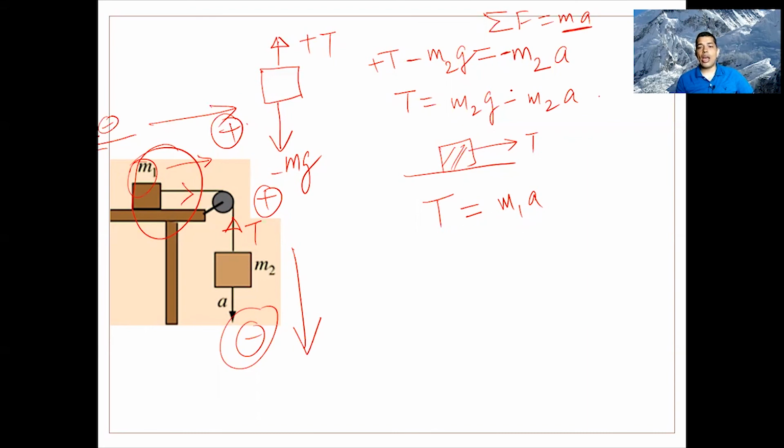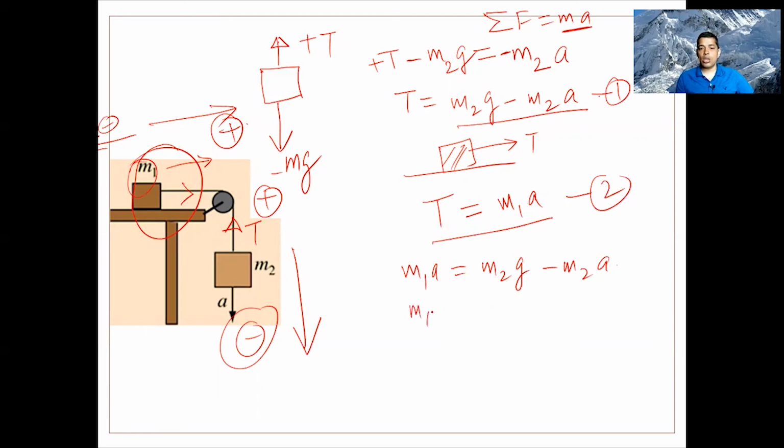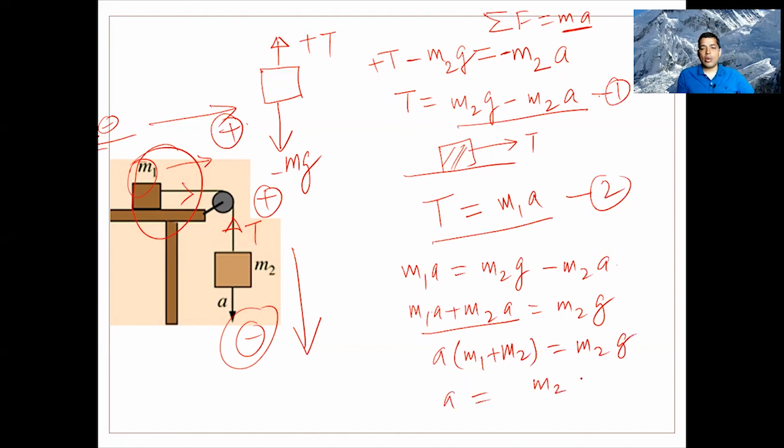All right, now you have two equations here for the tension. T equals this and T equals this. These tensions are the same, right? So they are equal to each other. m1a equals m2g minus m2a. Can you find the acceleration now? m1a plus m2a equals m2g. So you can factor out a here. You get (m1 plus m2) a equals m2g, and what do you get? What is your a? a equals m2g over m1 plus m2.